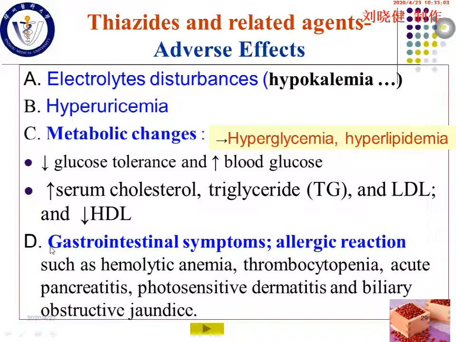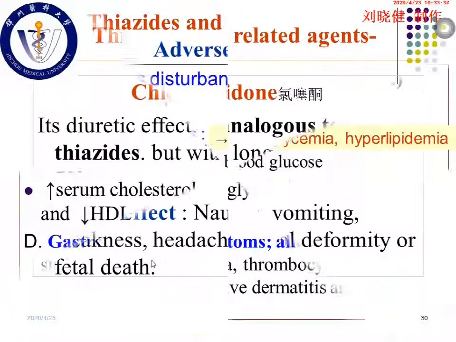These drugs also induce gastrointestinal symptoms and allergic reactions such as hemolytic anemia, thrombocytopenia, acute pancreatitis, photosensitive dermatitis, and biliary obstructive jaundice. This is much similar to that of loop diuretics, but thiazides don't induce ototoxicity. It is different from loop diuretics.